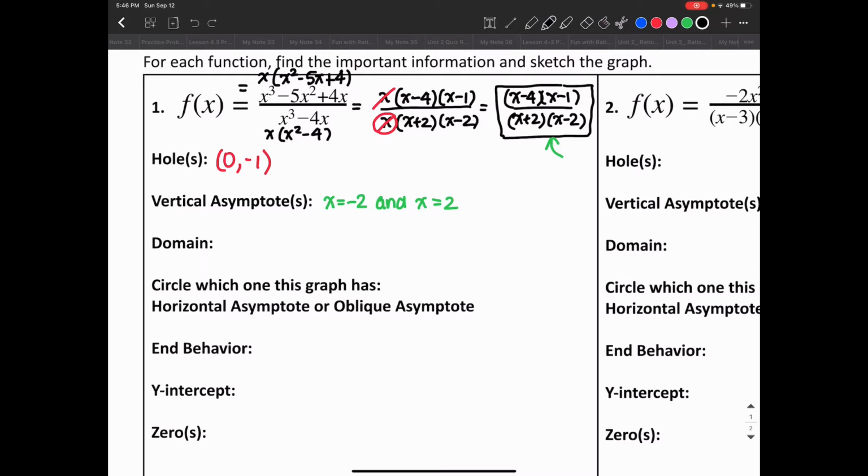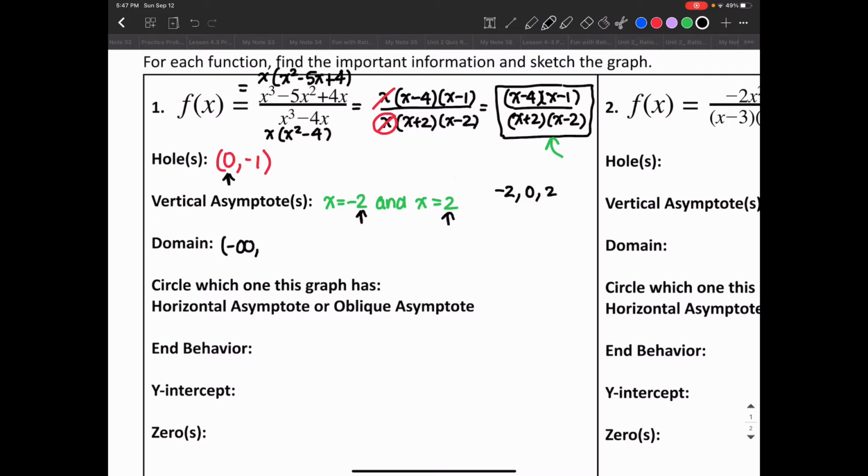The domain I know is based off of my holes and vertical asymptotes. So those x values are not included. So 0 is not included, negative 2 is not included, and 2 is not included. So I know that I'm starting at negative infinity. What's the smallest one that I have here? Negative 2. So if I write these in order, I have negative 2, 0, and 2 excluded.